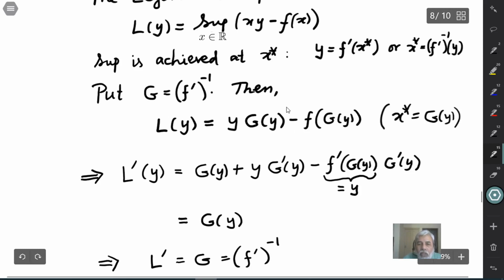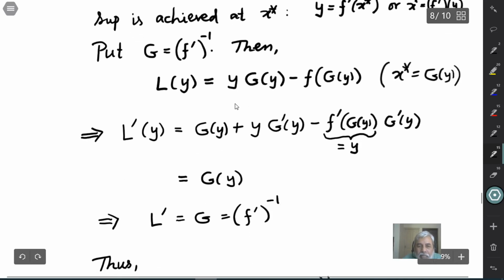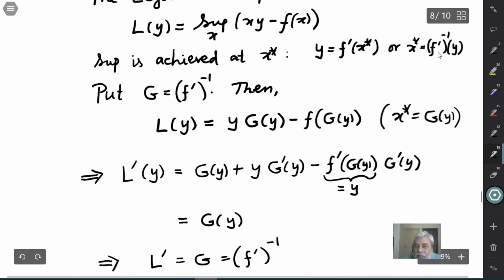Okay, so this L of y is y g of y minus f of g y. And now you take the derivative with respect to y. So L prime y is g y plus y g prime y minus, so this is a composition of f and g, so we get f prime g of y into g prime y. But by the definition of the functional inverse, this f prime at g of y is equal to y.